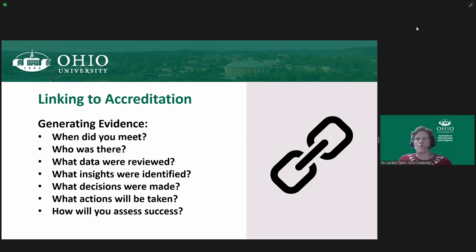where it can just be as simple as answering a few key questions in the minutes of their meeting, or if they're making a curricular change request to the University Curricular Council. Or they can just write a short summary paragraph that basically answers these questions, right? When did you meet? Who was there? What data were reviewed? What insights were identified? What decisions were made? What actions will be taken? And how will you assess the success of those actions? They can even record all of their meetings for an entire academic year in one document, and then boom, they're done.